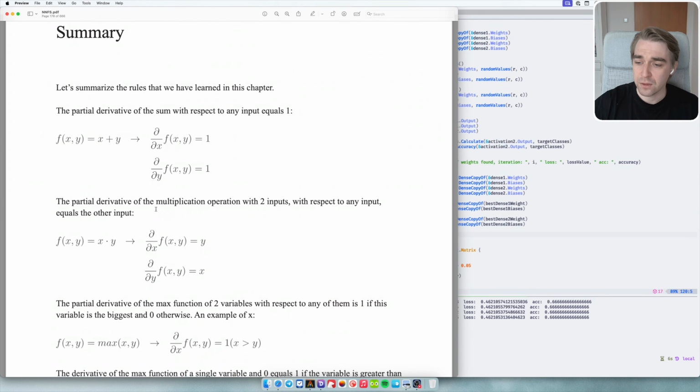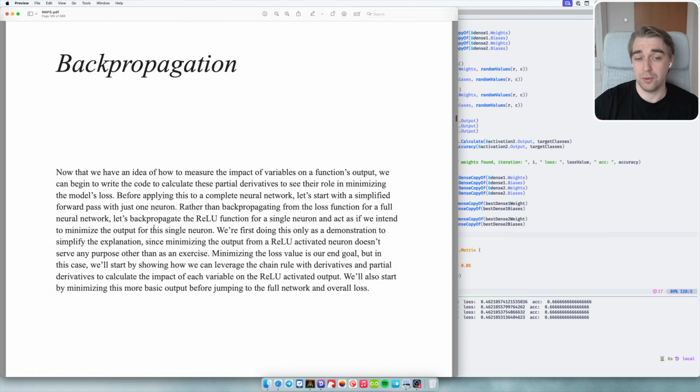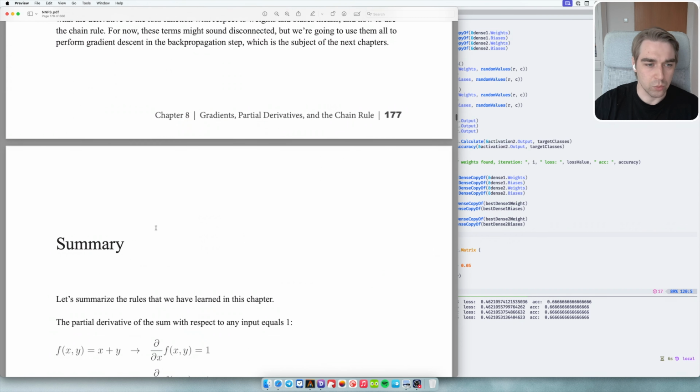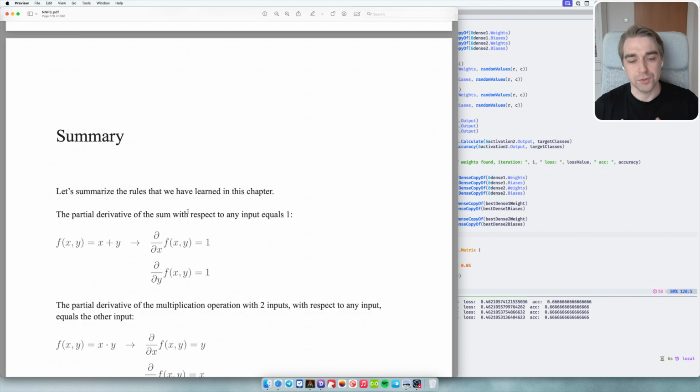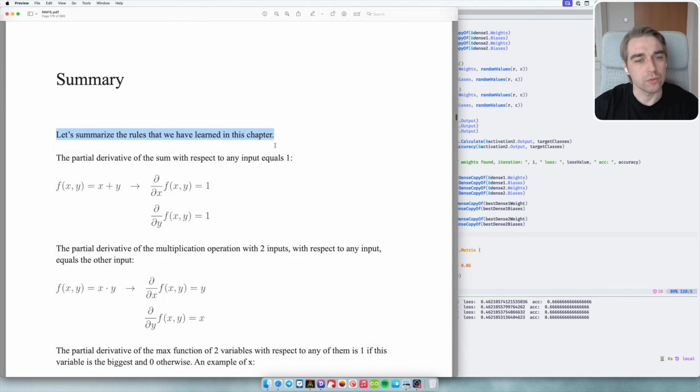Summary. Okay, let's go over the summary. That will be the short video, and I will make the new one starting with the backpropagation. I think it would just make more sense in terms of how we would split the videos. So I'm finally done with the math behind, and in the next one we can finally do some coding. Let's summarize the rules that we have learned in this chapter.